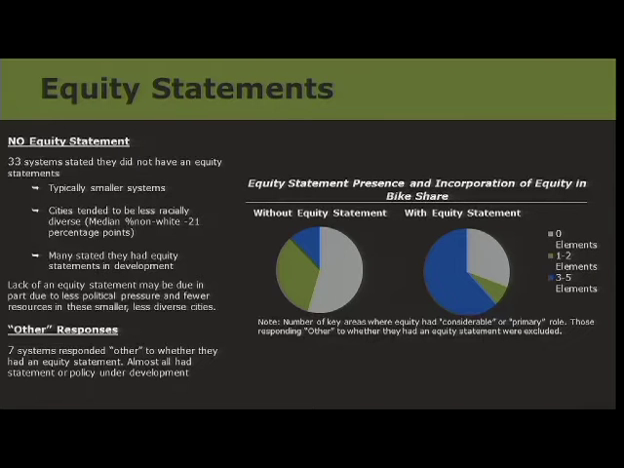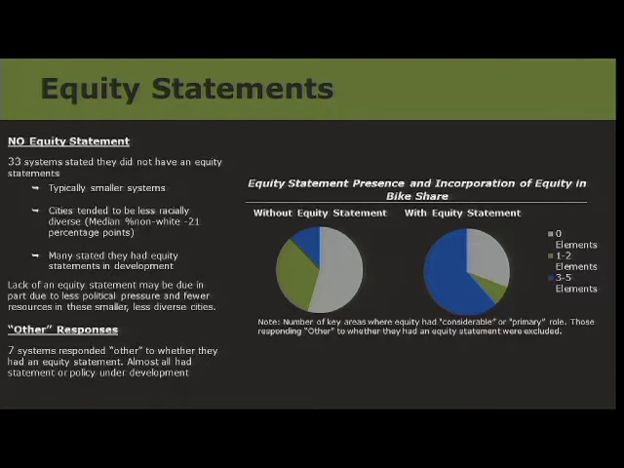We had 33 systems that said that they didn't have an equity statement. These typically were smaller systems. They typically were in cities that were less racially diverse, and many say that they had equity statements that were in development. So many of them were starting to think about equity as a new kind of thing to them, and they were trying to figure out what exactly they wanted to do. One of the things that's important to note on these no equity statement systems is that the lack of an equity statement didn't impact their lack of equity planning throughout the other pieces of their system. And we'll see that as we go through a little bit.